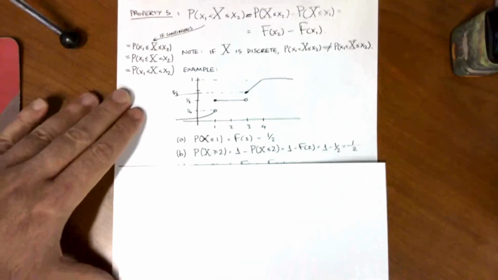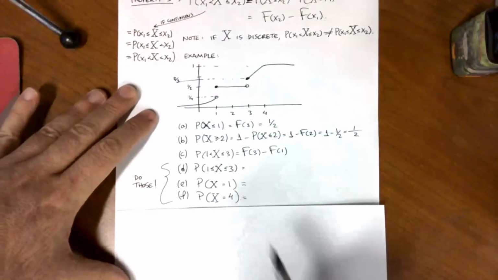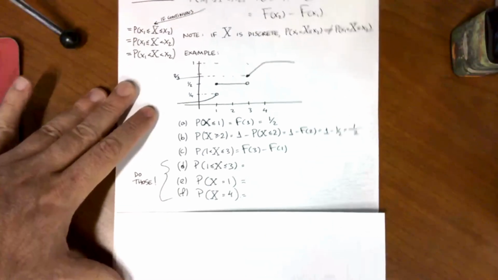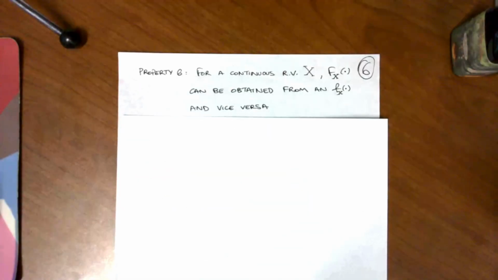A few more calculations of probabilities are going to be available in your notes, and some of them are subject to your own exploration. Perhaps the most important property for CDFs has to do with how you can jump from a functional form that reflects a CDF to a functional form that relates to the corresponding PDF, and vice versa.